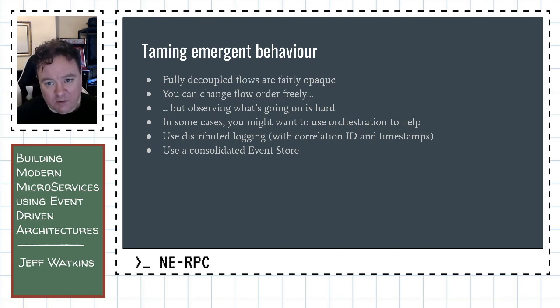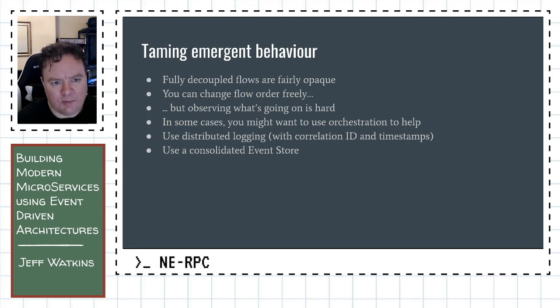Orchestration can help with that. If you use orchestration, that gives you more control over what's going on. But if you're using distributed logging, something like ELK or Splunk, and you're using correlation IDs with timestamps and time synchronization on your servers, you can build up a picture quite quickly of what's going on in your system. So there are ways around that.